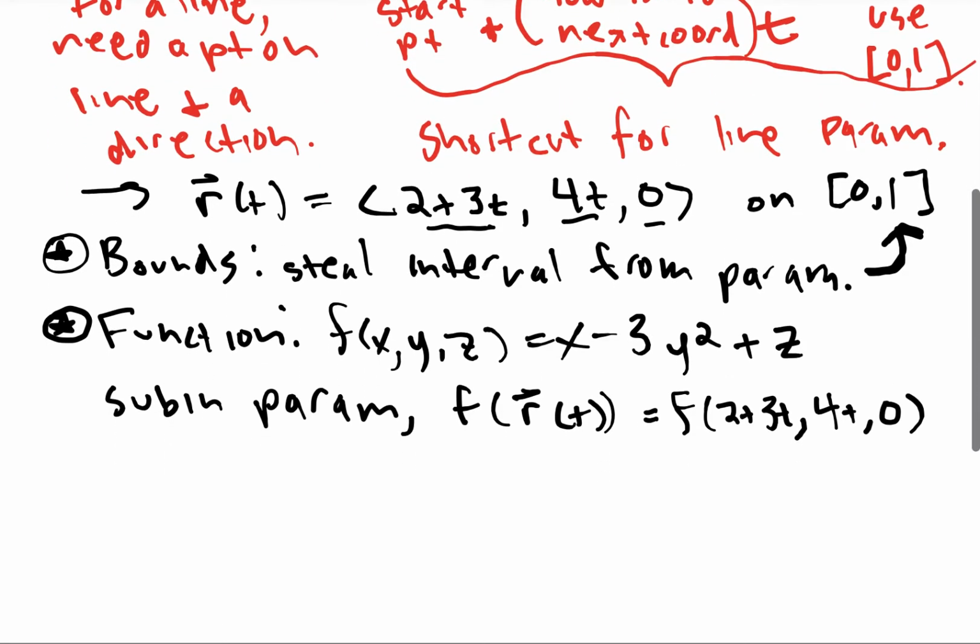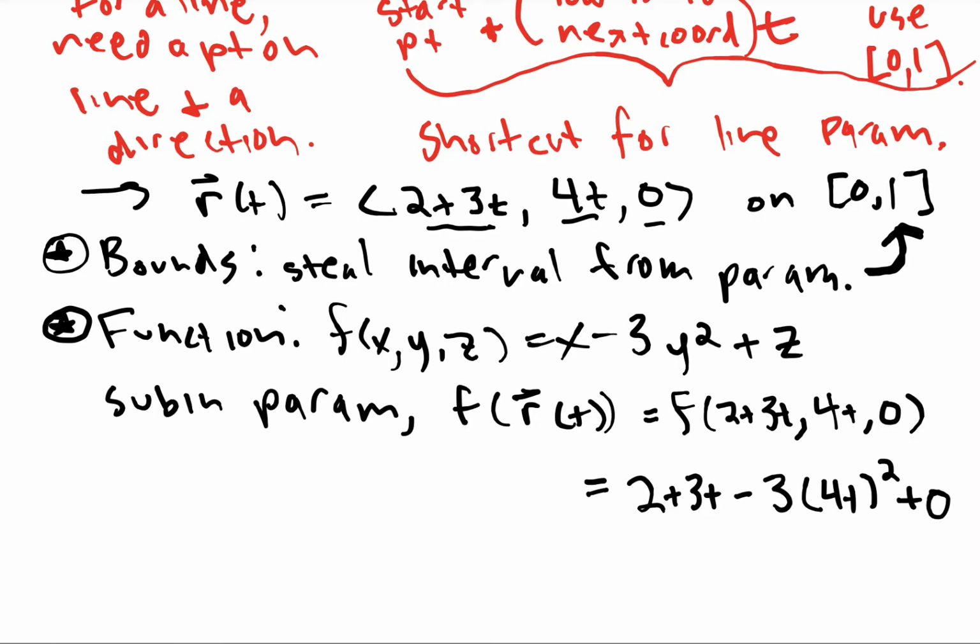So we do not want to leave this in terms of x, y, and z. We want to replace my x with 2 plus 3t. We want to replace my y with 4t, and we want to replace my z with 0. Okay, and if you want to, you can go ahead and clean this up. So this is the same as 2 plus 3t minus 48t squared, because 3 times 16 is 48. Okay, that fixes my function.